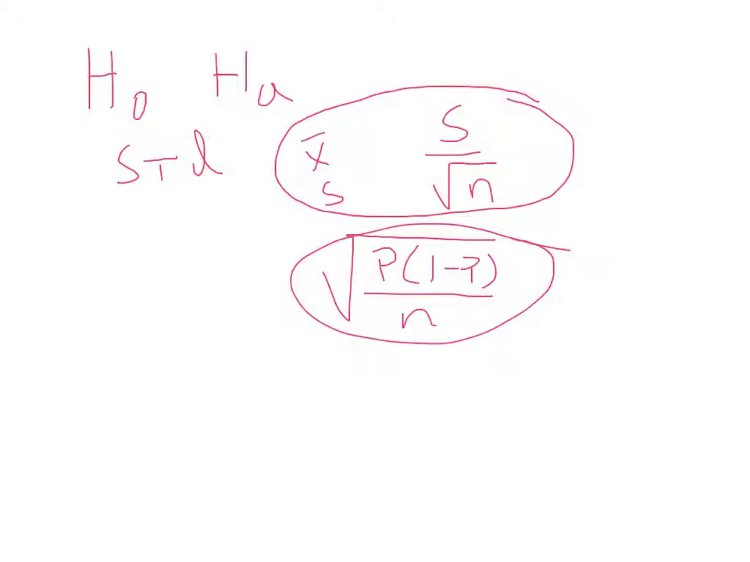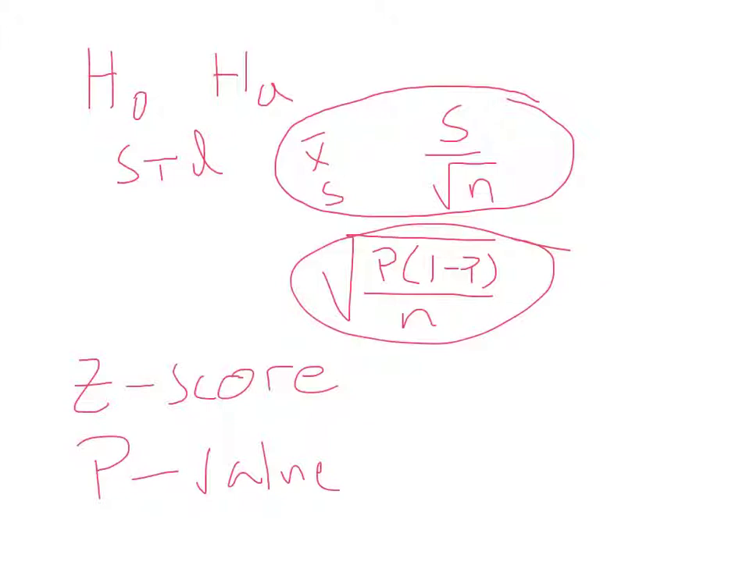Then once you get that, you'll want to calculate a z-score, because that's your test statistic. You're trying to find out how many standard deviations away from that supposed middle you are. So you want to find a z-score. Then you want to find a p-value. And then you want to make a decision. And it's a 4-step process, really.